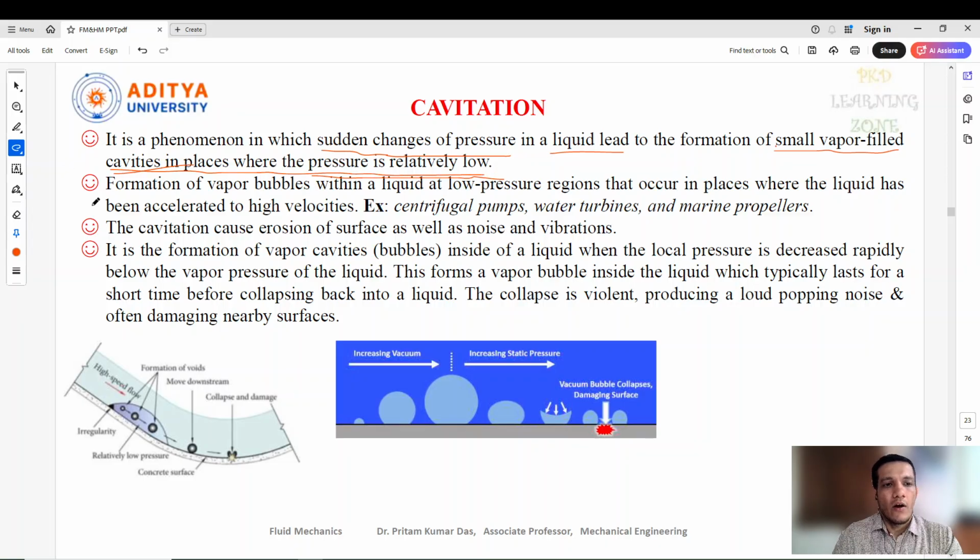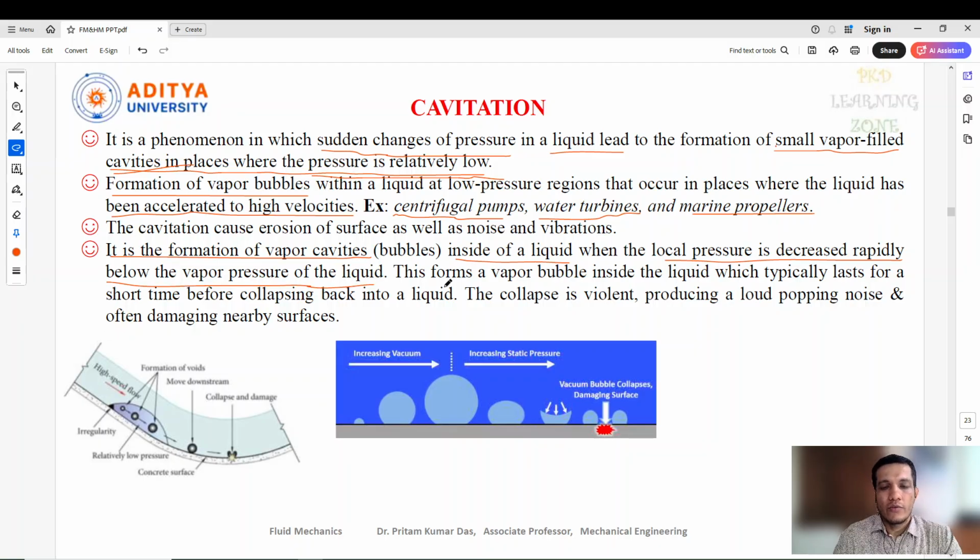Or we can say it is the formation of vapor bubbles within a liquid at a low pressure region, which occurs in places where the liquid has been accelerated to high velocities. These are the applications in the area of centrifugal pumps, water turbines and marine propellers. Also, it is the formation of vapor cavities inside a liquid where the local pressure is decreased rapidly below the vapor pressure of the liquid.